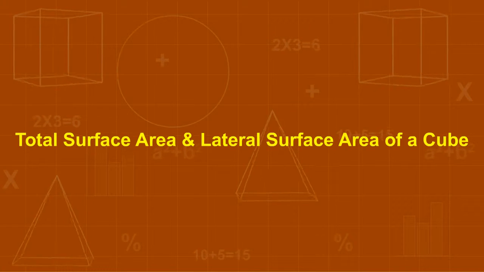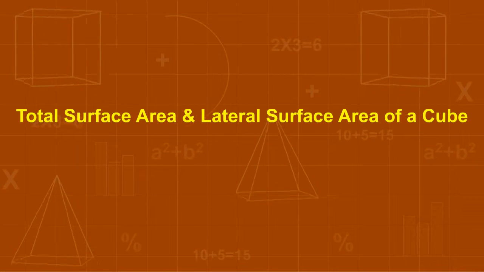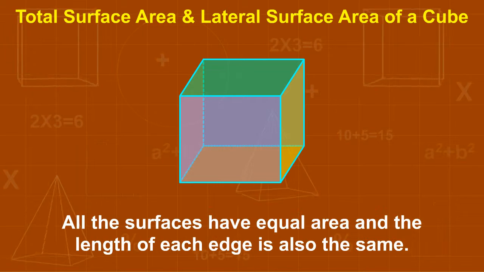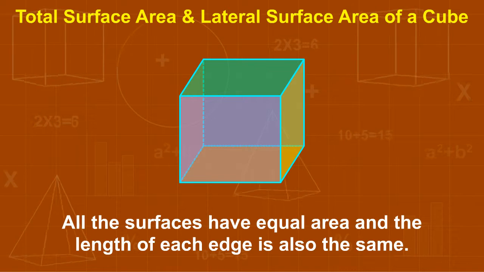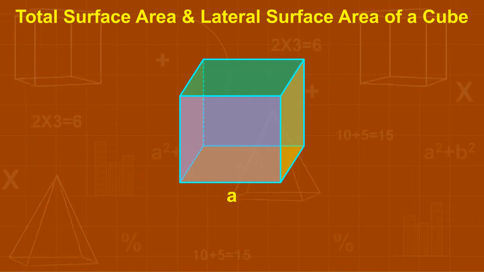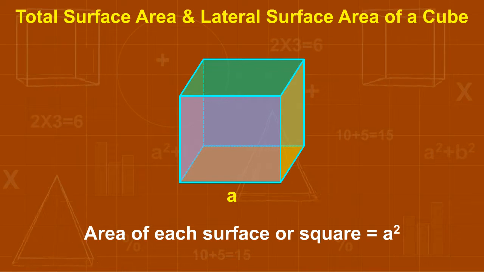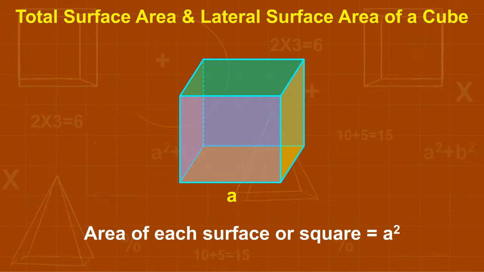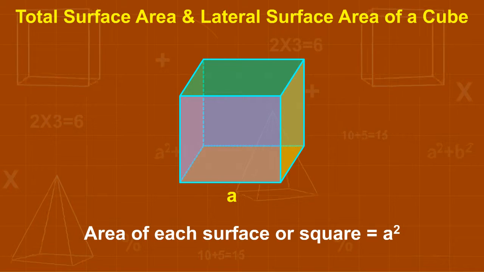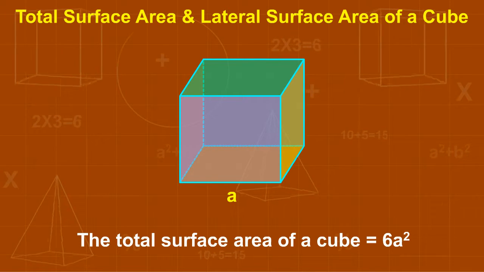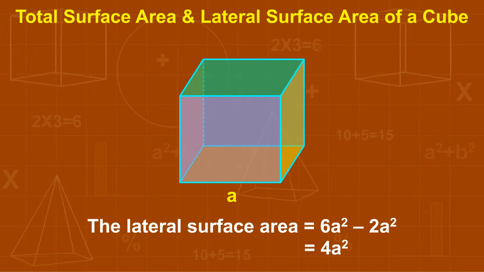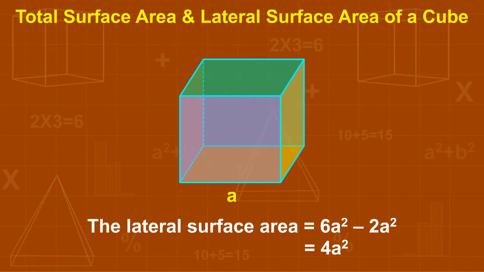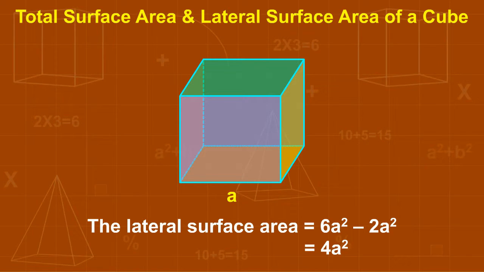Total surface area and lateral surface area of a cube. In a cube, all the surfaces have equal area and the length of each edge is also the same. So if the length of one edge is A, then area of each surface or square is equal to A square. Hence, the total surface area of a cube is equal to 6A square. And the lateral surface area is equal to 6A square minus 2A square, which is equal to 4A square.